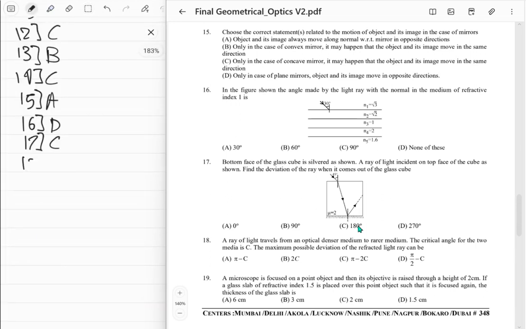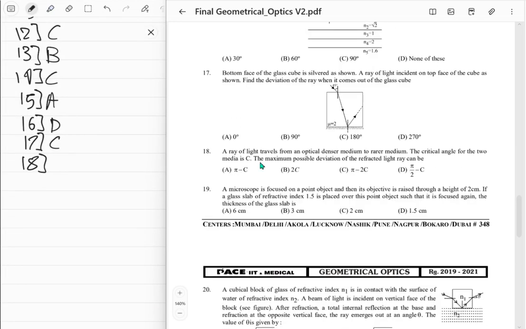18th. A ray of light travels from an optical denser medium to a rarer medium. The critical angle for the two media is C. Okay. The maximum possible deviation of the refracted light can be. Oh yeah. Okay. Maximum deviation of the refracted light.